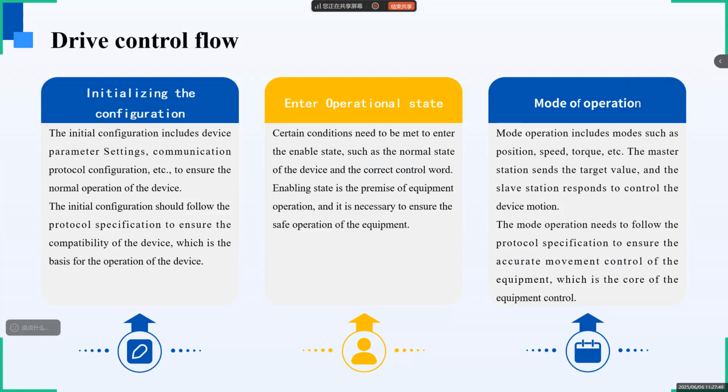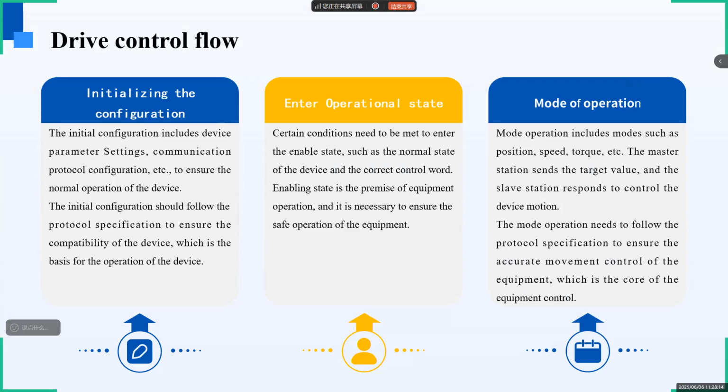The core of the CiA 402 state machine is state machine control and operation mode definition. Each continuously operating device, such as a servo motor, requires initialization after power on. Not ready, switch on disabled, ready to switch on, operation enabled, and so on are several key states. Only then can the device officially receive movement commands.